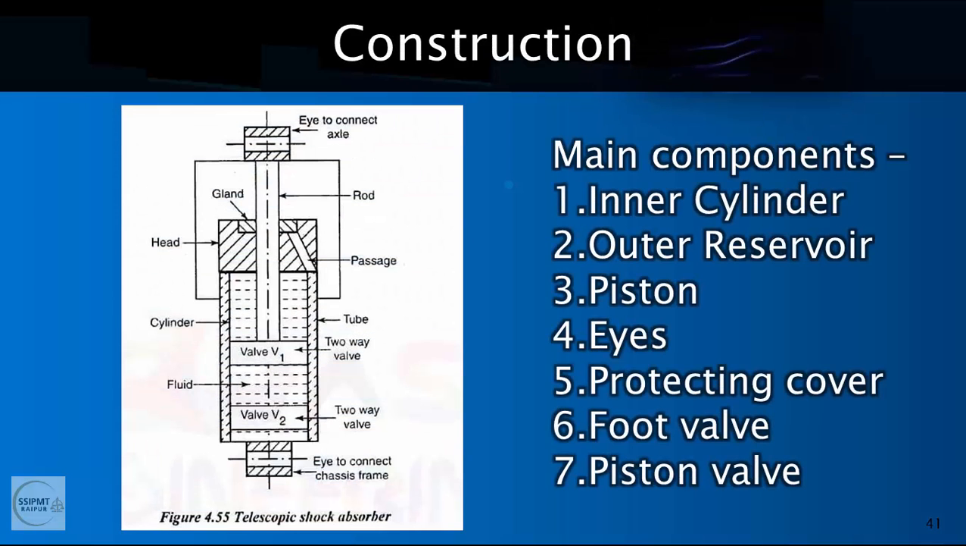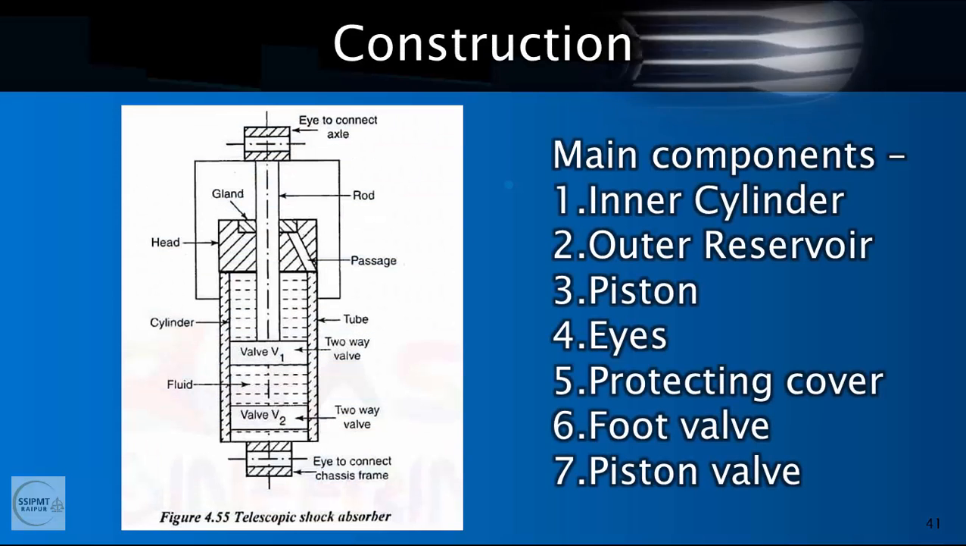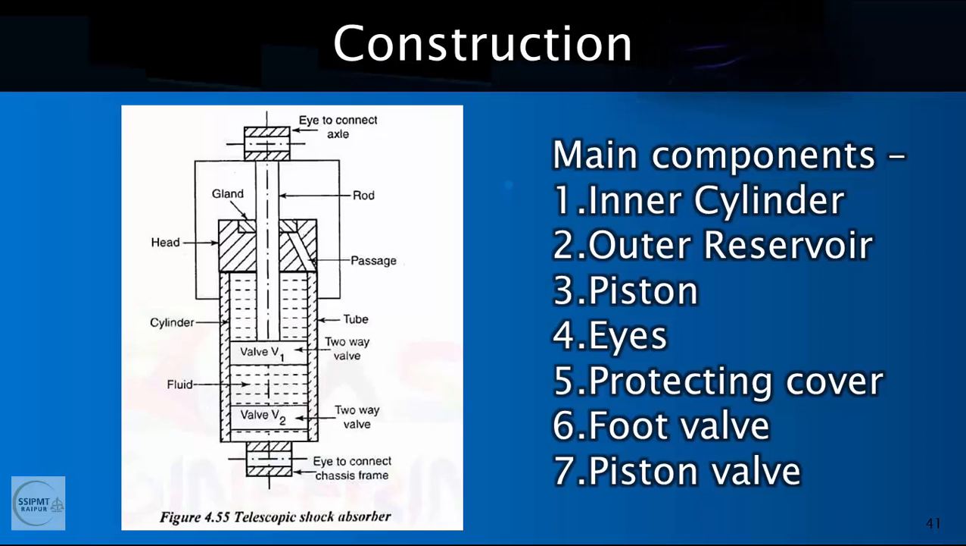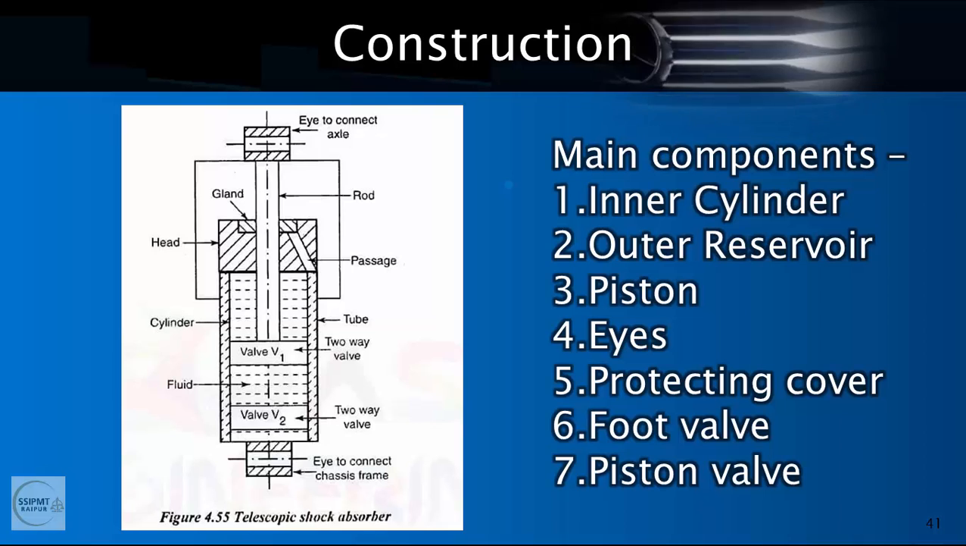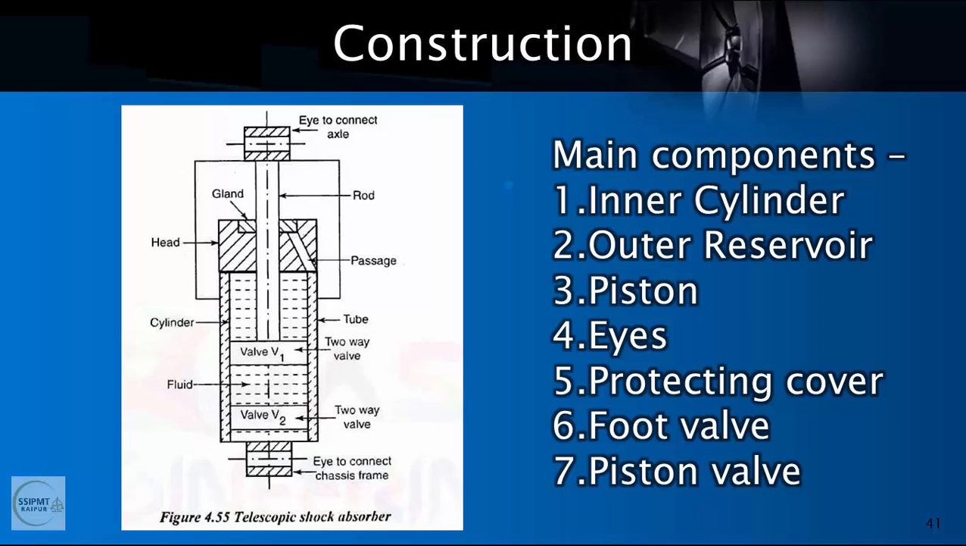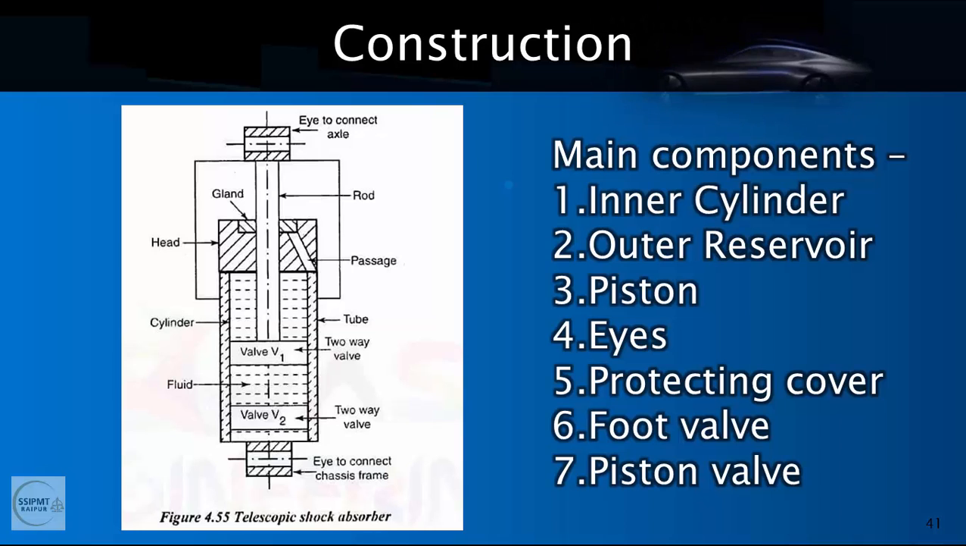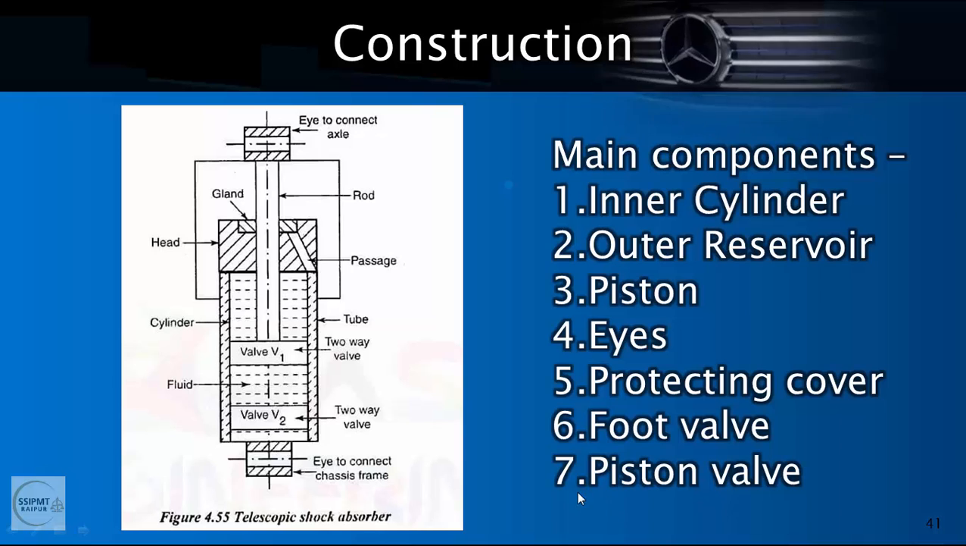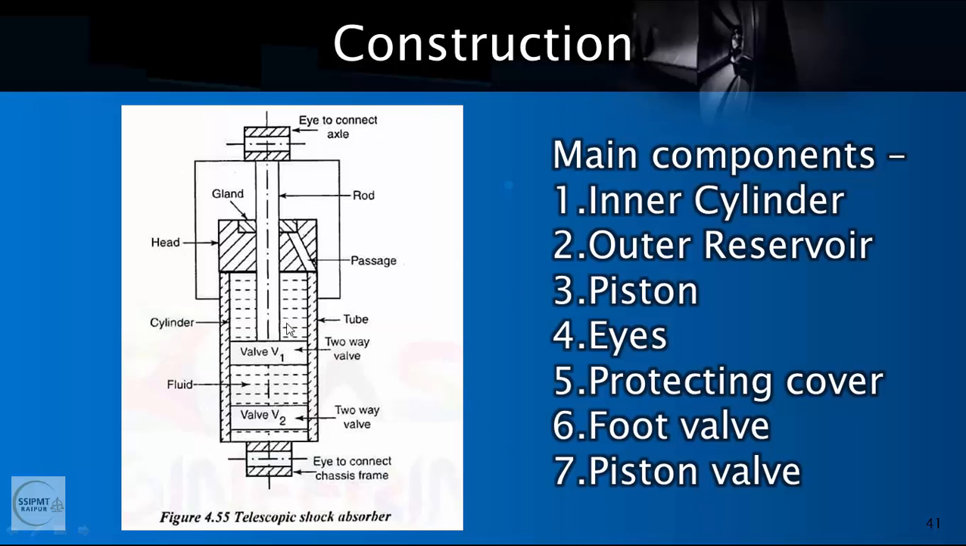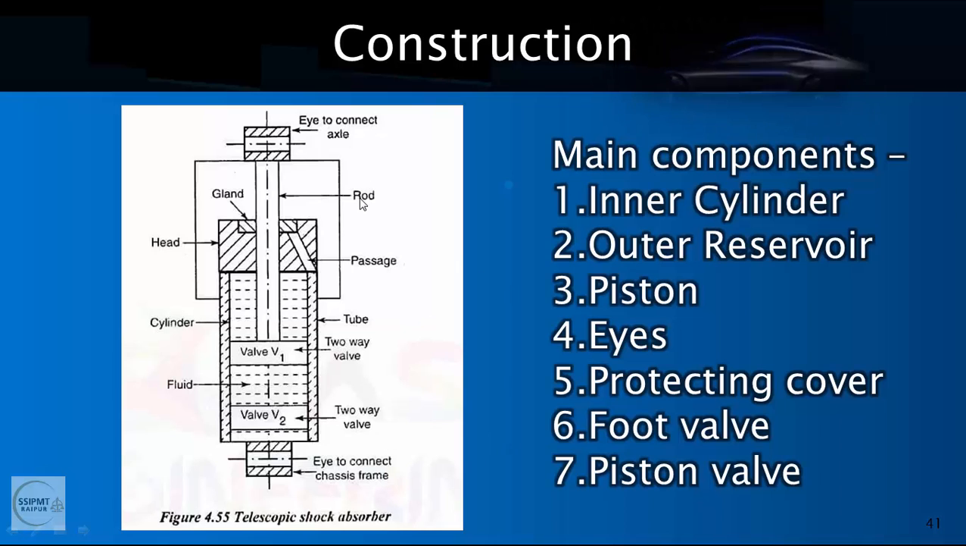Construction. Let's see the construction. The main components are inner cylinder, second outer reservoir, piston, fourth eyes, protecting cover, foot valve and piston valve. You see all the components here in this diagram.